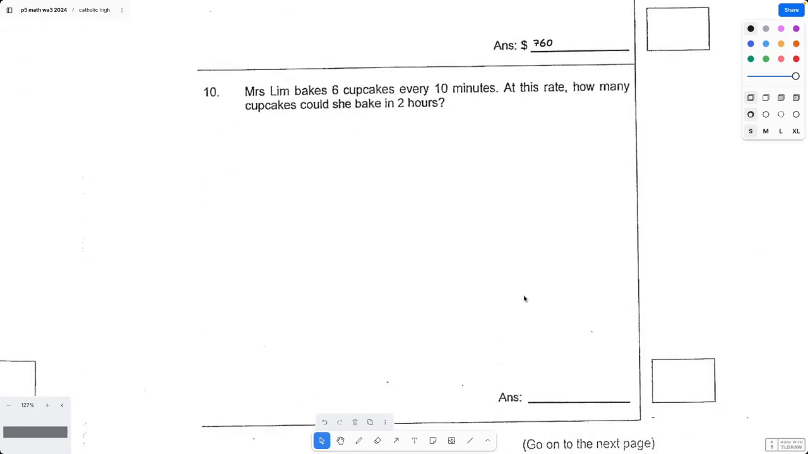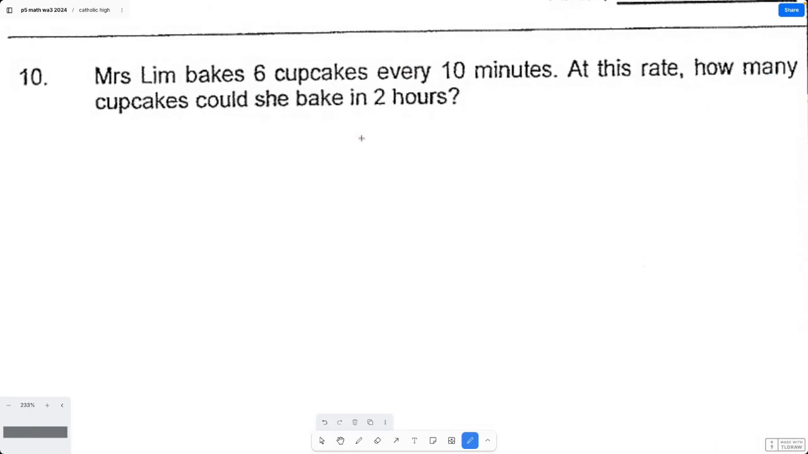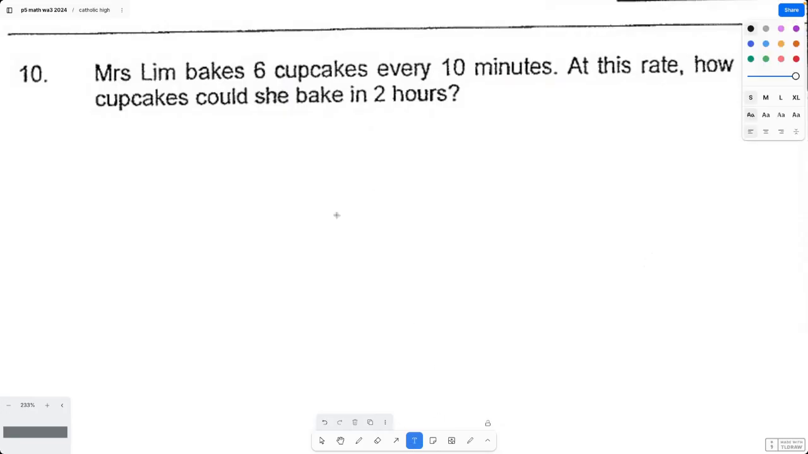Question number 10. So question 10 says, Mr. Lim bakes 6 cupcakes every 10 minutes. After this rate, how many cupcakes could she bake in 2 hours? All right. So we know that in a way we need to convert 2 hours to minutes. Okay. So we know that 1 hour is equal to 60 minutes. That means 2 hours is equal to 2 times 60, which is 120 minutes.